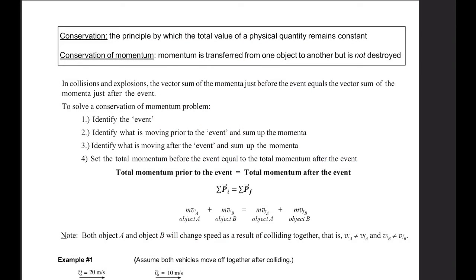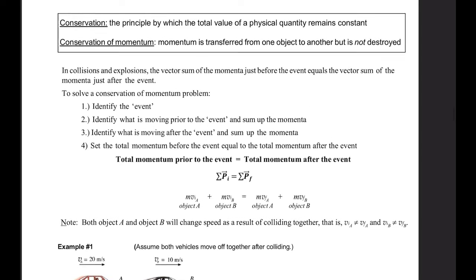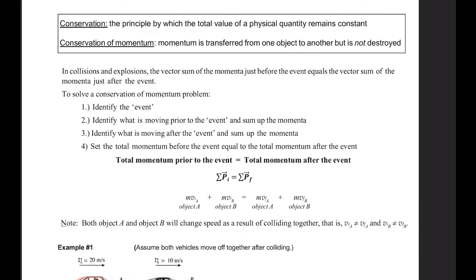So we're going to apply the conservation of momentum principle to some problems below. Conservation means that a quantity is the same before and after. Conservation of momentum means that the momentum is going to be the same for the whole system before and after, meaning the sum of both objects' momentum before the collision is going to be the same as the sum of the momentum afterwards. So we're going to add the mv values of each object before and the mv values of each object after, and they will always be the same. That's the conservation of momentum.